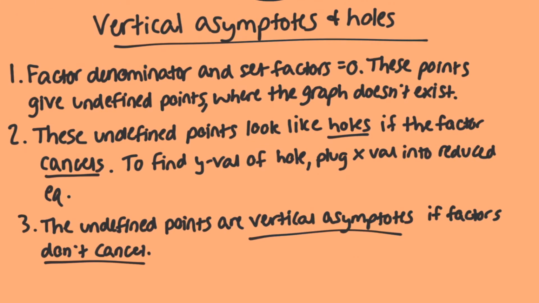So to summarize all of this, to find vertical asymptotes and holes, you want to first factor the denominator and set the factors equal to 0. Those points give us undefined points where the graph doesn't exist because we're not allowed to divide by 0. These undefined points look like holes if the factor cancels, and to find the y value of the hole, plug the x value into the reduced equation.